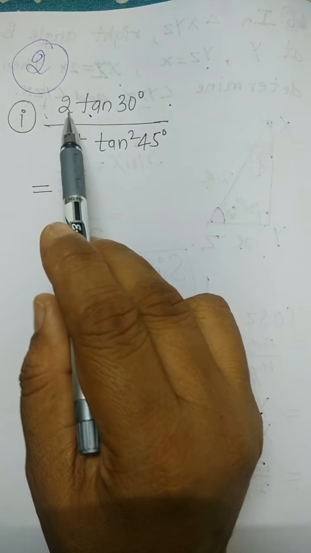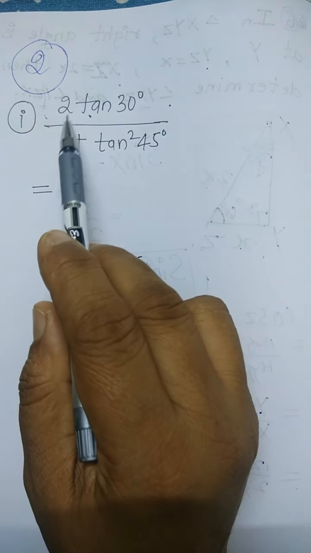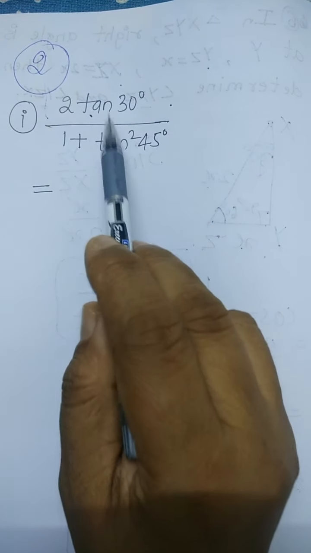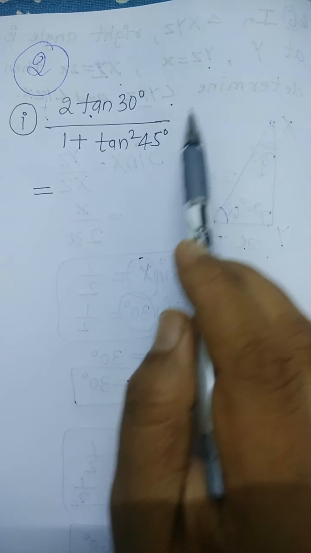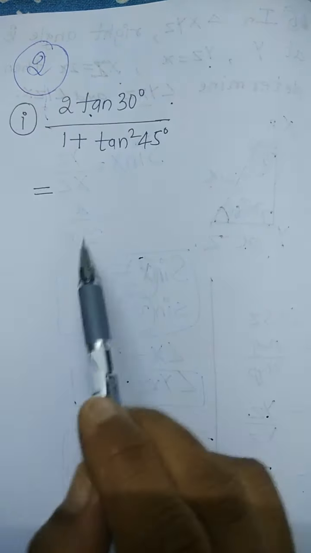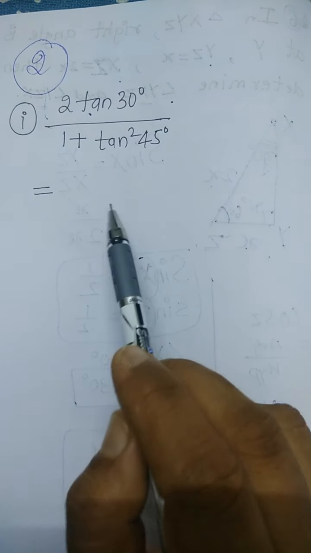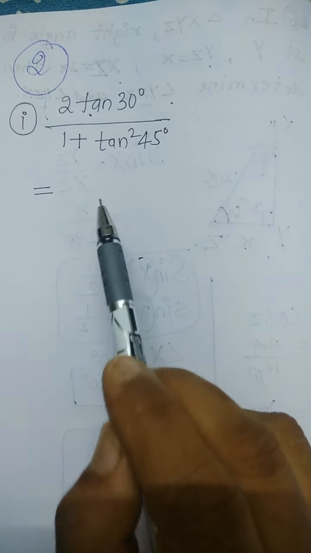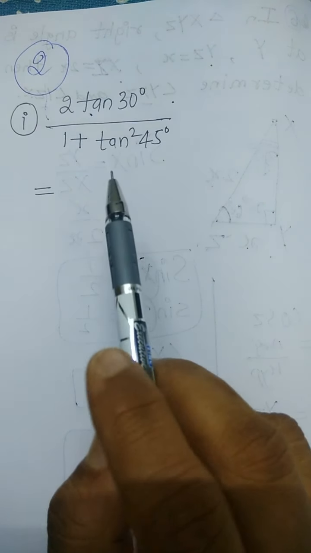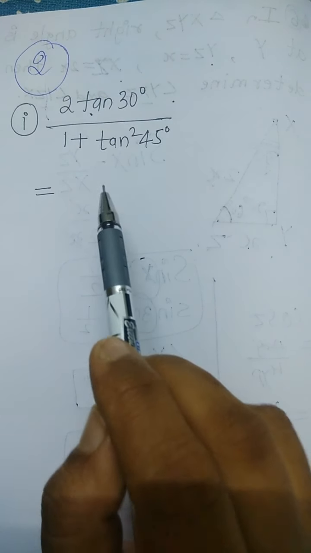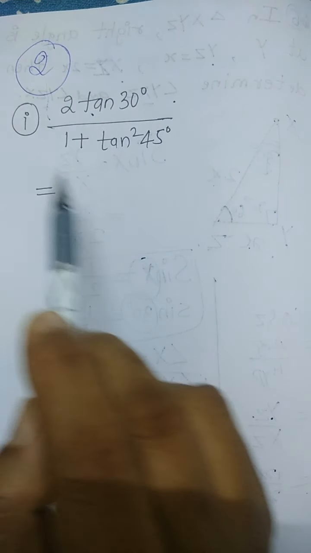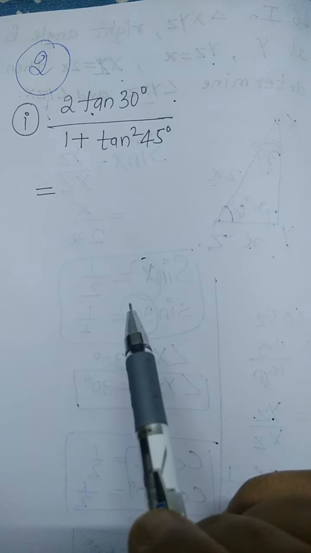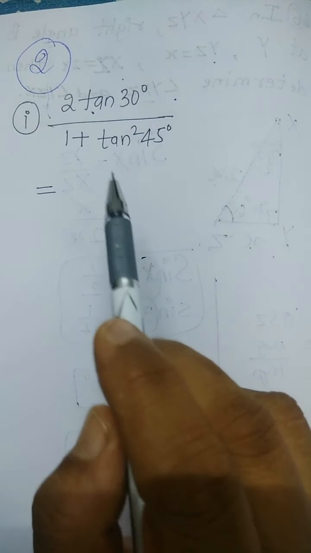Let us solve this type of problems. This is from the second bit, first one: 2 tan 30 degrees upon 1 plus tan square 45 degrees. What is the answer for this? They have given 4 options. I have not written the options here, and you have to select which option is correct and you have to justify. Justify means you have to give reason. First we will solve this and get the answer, then we will see which option is correct.